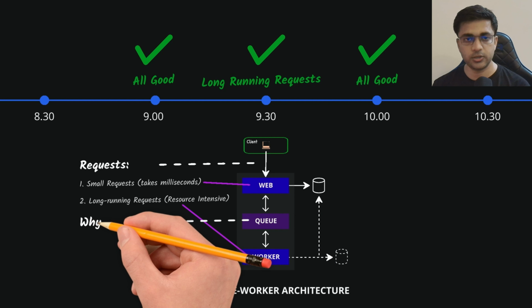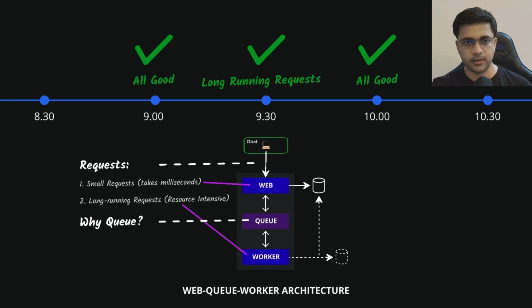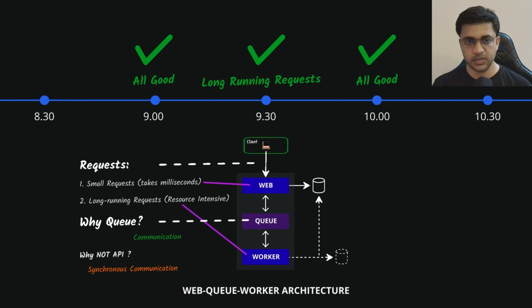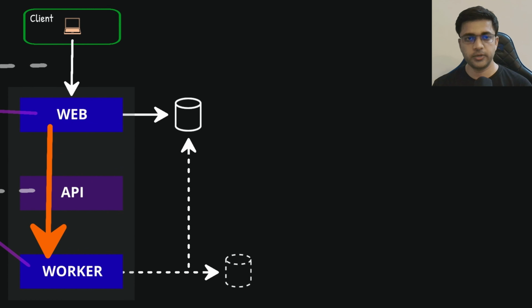But why the queue? What role does the queue play? It enables communication. The web communicates with the worker through a queue. But again, why a queue? Why not just use an API call? Because an API call is usually synchronous, but a queue makes the communication asynchronous. And this is a key decision in web queue worker architecture. If we used an API call instead, worker failures could cascade back to the web, and that could break the whole setup. Let me show you a scenario to explain this.